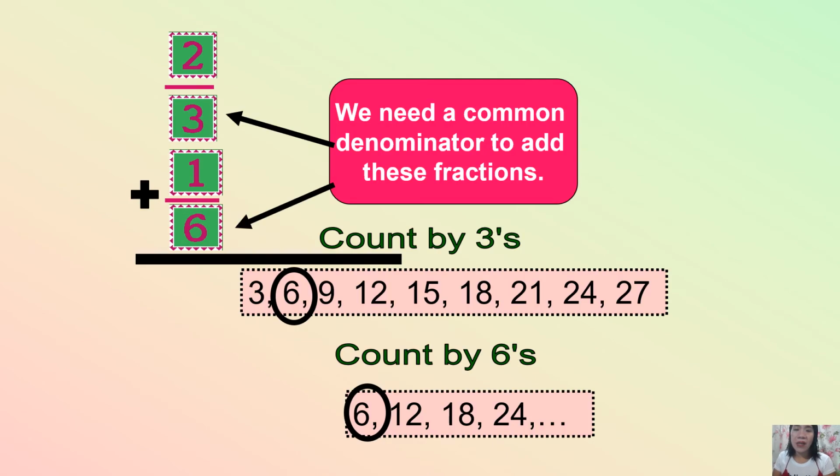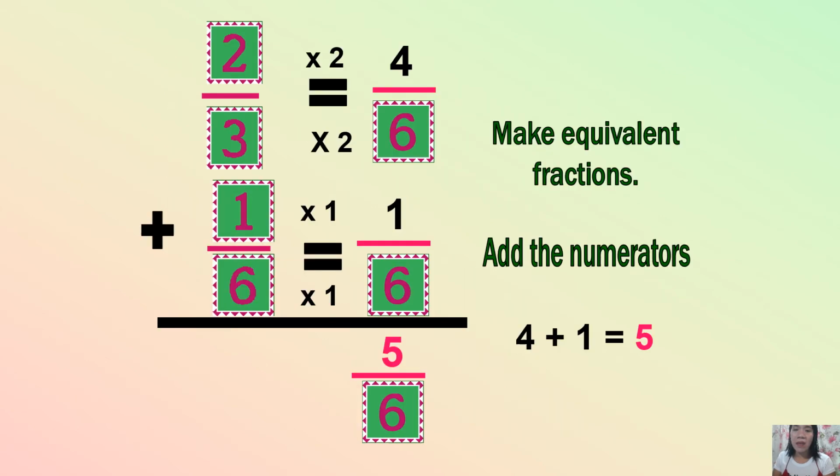Another example, we have 3 and 6. The common denominator, or the least common denominator, is 6. Again, next to do is simply copy the denominator. We have the 6 here, then 4 plus 1 is 5. So our final answer is 5 over 6.